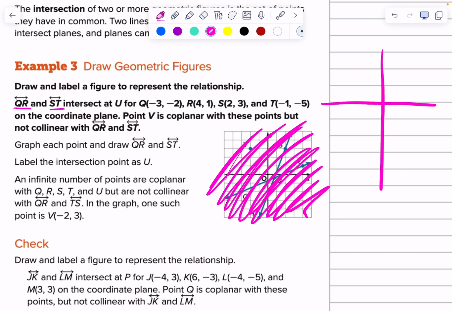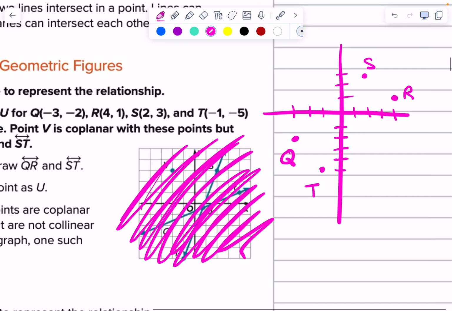So Q is at -3, -2. Here is where Q lives. R is at 4, 1. You can draw this or you can just watch because you have it on your paper. It doesn't matter. S is at 2, 3. So here is S, that was R. And T was at -1, -5. Here is T. So which lines go together? ST goes together and QR goes together. And where they intersect is at U. They call it U.